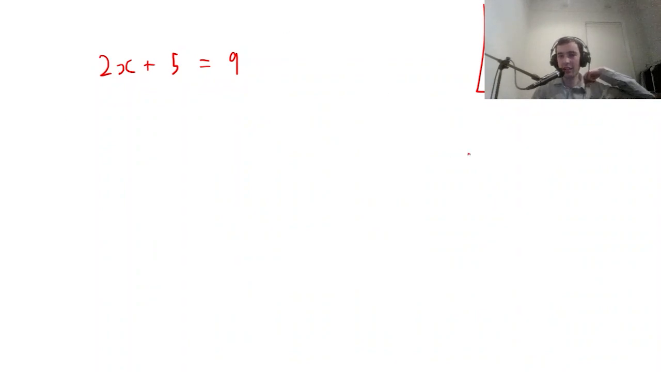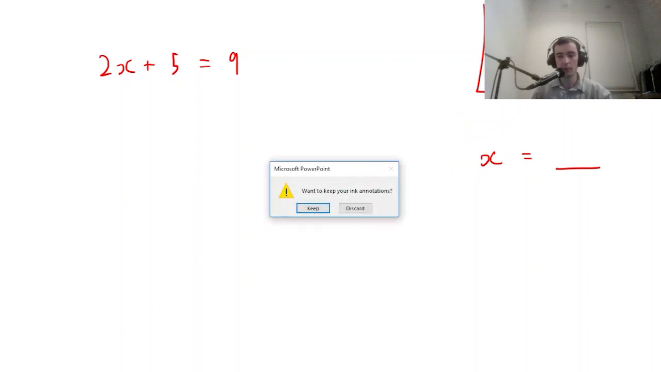If we write x equals something and we write a number here, if we can work out what that number is, then we'll have solved it. Now what that means is we have to get the 2 and the 5 away from the left-hand side. We have to get rid of them, because we just want an x on the left-hand side. We don't want any 2s. We don't want any 5s. We want to get rid of all of them. So that's what we're going to do.